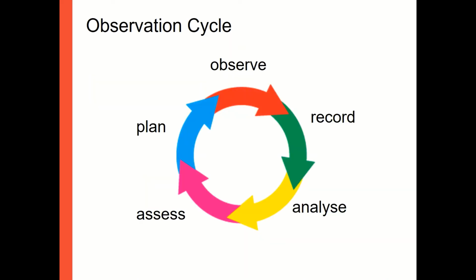Now looking at the observation cycle. The observation cycle is your planning cycle. What does this mean for your provision? Here are a few questions to think about. Are your observations being considered as part of your planning? Is your continuous provision indoors and outdoors matching the needs and interests of your children?